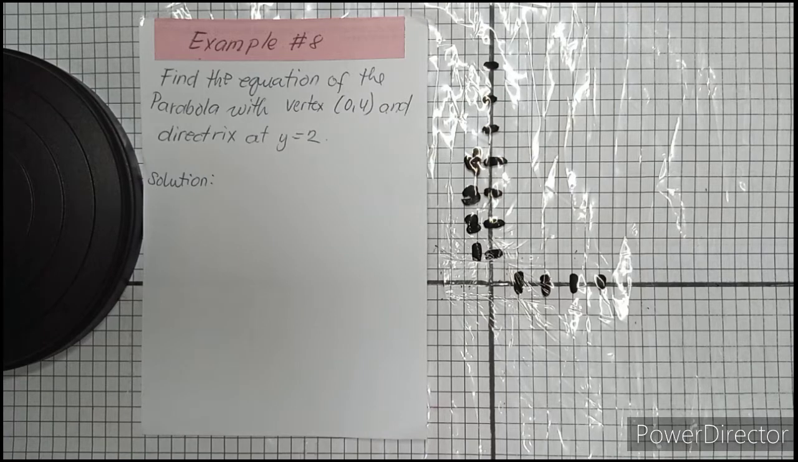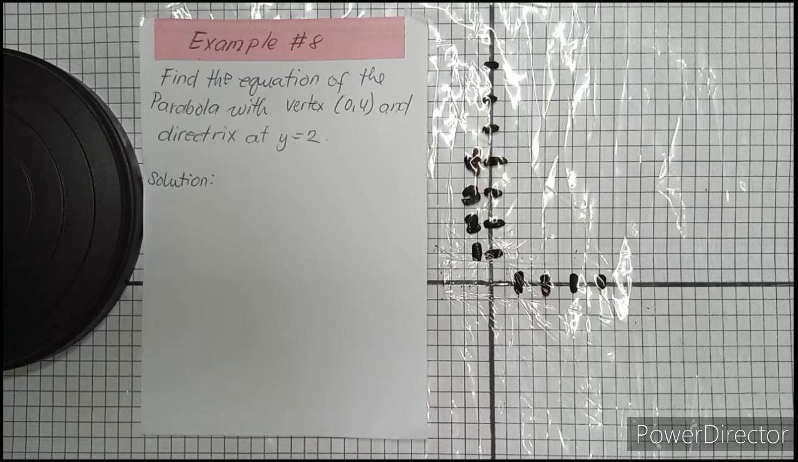Okay, let's have another example. We have example number 8. Find the equation of the parabola with the vertex at (0, 4) and directrix at y is equal to 2. Okay? So ngayon, ang gagawin natin dito is find na natin yung equation.